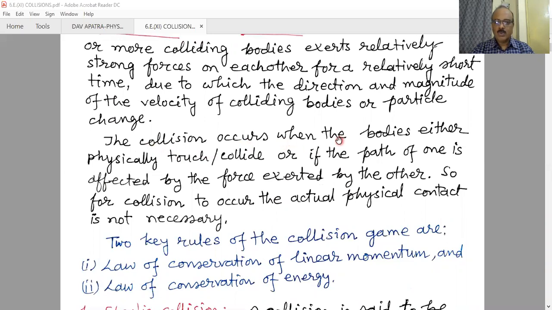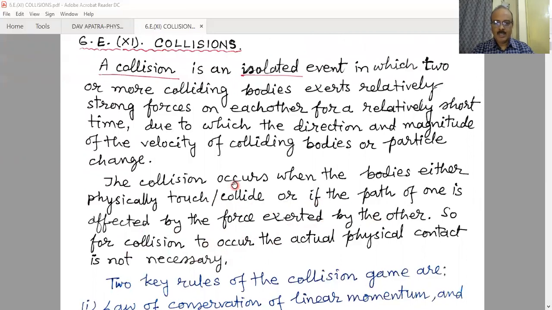The collision occurs when the bodies either physically touch or collide, or if the path of one is affected by the force exerted by the other. So, for a collision to occur, actual physical contact is not necessary. That means, number one, what is a collision? A collision is an isolated event, that means when there is no external force acting on the system. Only interaction takes place between two or more objects.